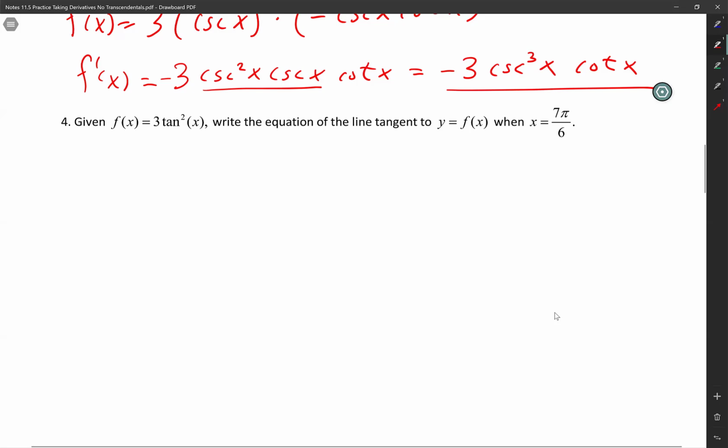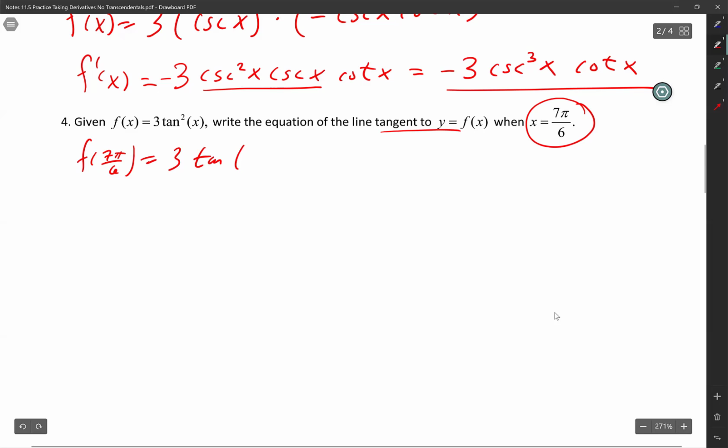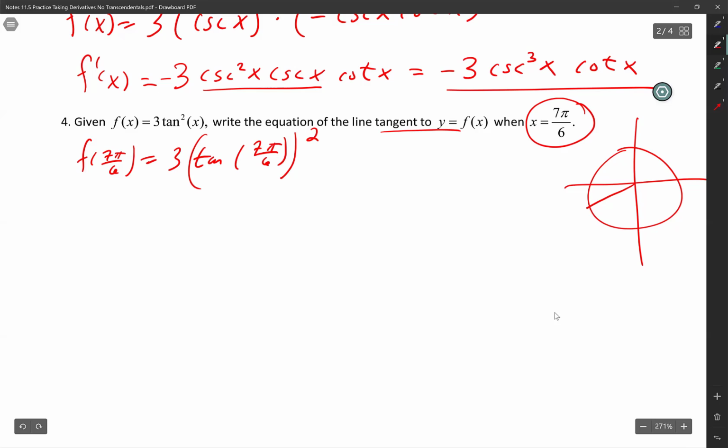All right. So you need 2 things for a tangent line, a point and a slope. Let's get our point first. Plug in 7 pi over 6. So f of 7 pi over 6 equals 3 tan squared of 7 pi over 6. Don't worry, we'll put the square on the outside. No, you don't need a calculator for this question. On the unit circle, 7 pi over 6 is right here. That coordinate is negative square root of 3 over 2, negative half.